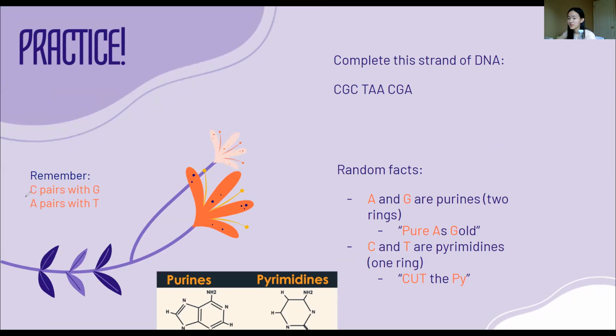So remember, C pairs with G, car in the garage, and A pairs with T, apple in the tree. The practice problem is to complete this strand of DNA by finding the opposite bases. So I'm just going to live solve it, I guess, if you can call it that. C pairs with G, so we start out with a G, and then G pairs with C. It's kind of like opposite each other, you know.